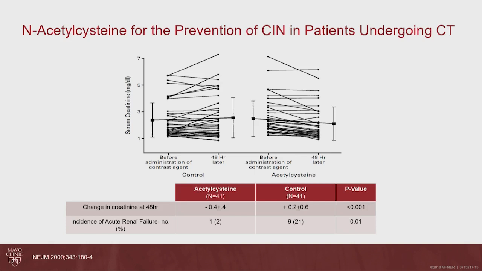It was a New England Journal paper, but you can see here, if you look at the sample size, quite small: 82 patients, 41 in each arm. And it did show significant results, and because of this, it became quite popular. Even at some point, remember, there was a shortage of N-acetylcysteine.